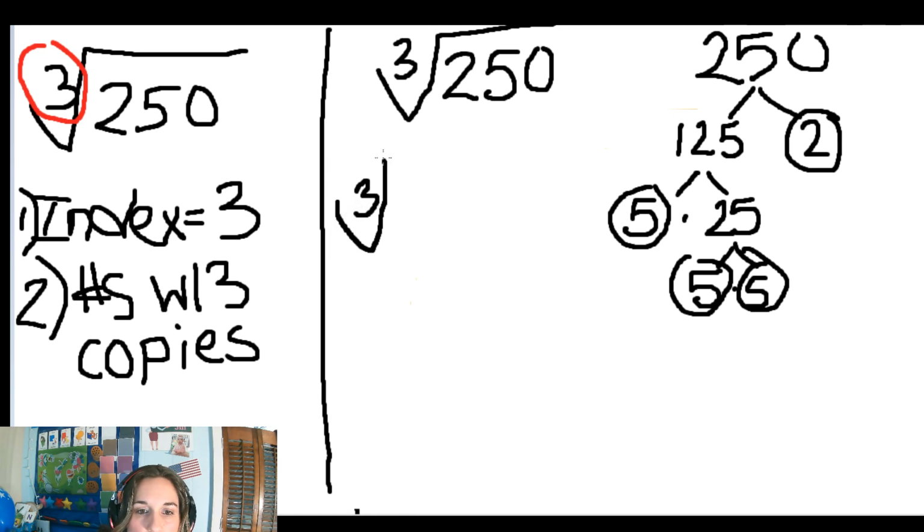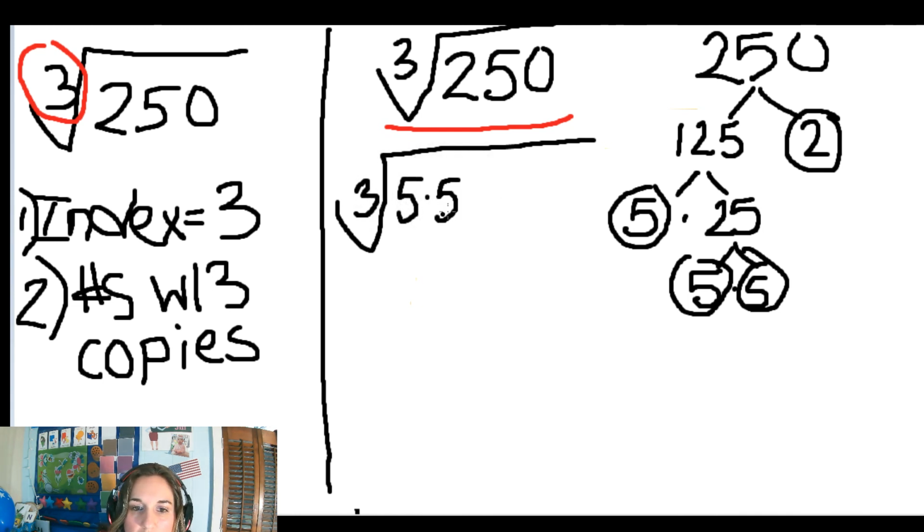Now I can rewrite 250. Instead of writing the cube root of 250, I'm going to rewrite it using the prime factorization instead. So I'm going to group all my 5's together. I always group numbers that are the same together. I have 3 5's, and then of course I have this lonely 2. And then I say to myself, what am I trying to do again? Oh yeah, I'm simplifying. My index was 3, so I'm looking for numbers with 3 copies. I have 3 5's here.